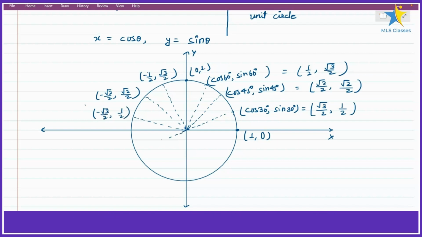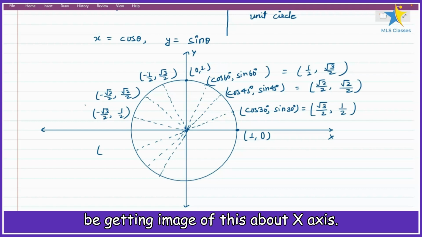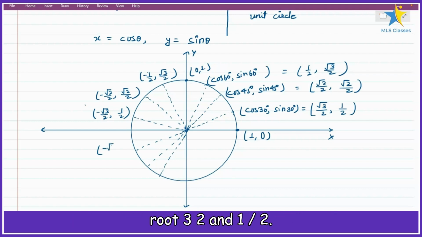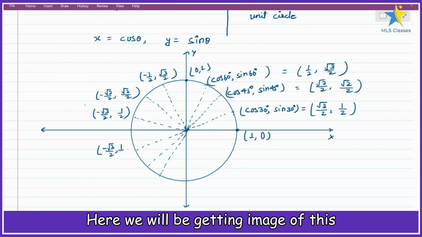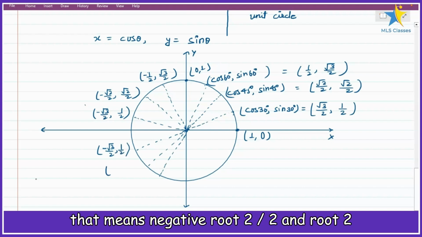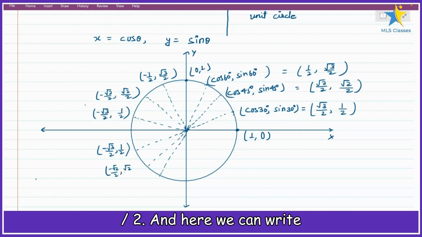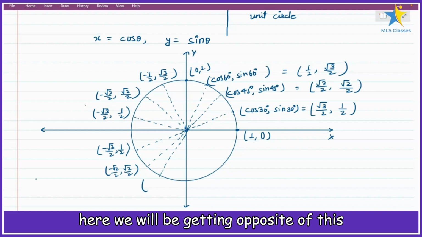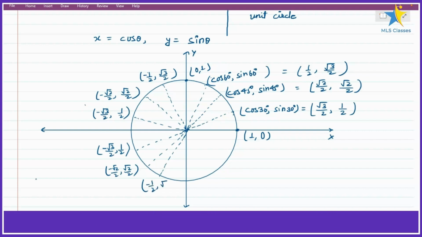Moving here, this is 210 degrees, 225 degrees, and suppose 240 degrees. Here we will be getting the image of this about the x-axis, so both will become negative. So -√3/2 and -1/2. Here we will be getting the image of this, that means -√2/2 and -√2/2. And here we will be getting the opposite of this one, that means -1/2 and -√3/2, and here also negative.